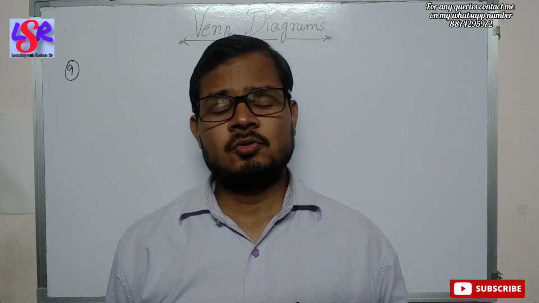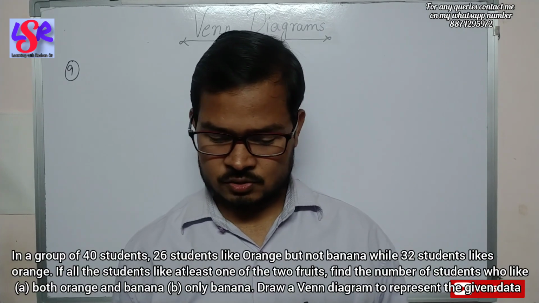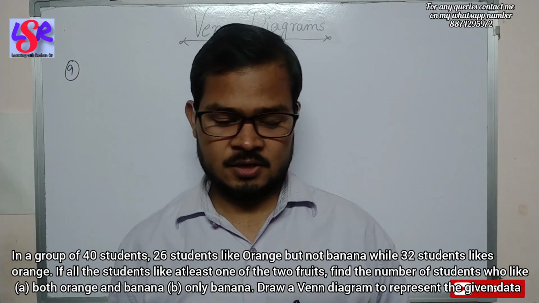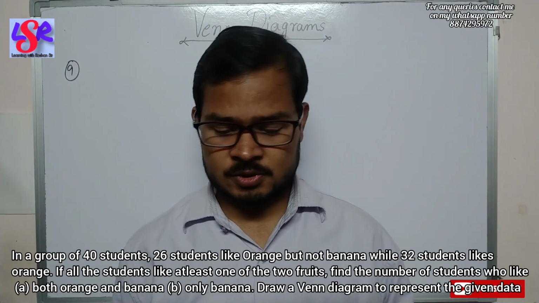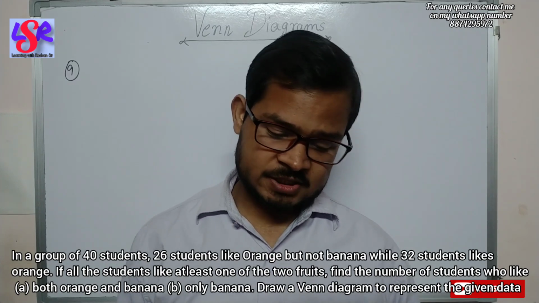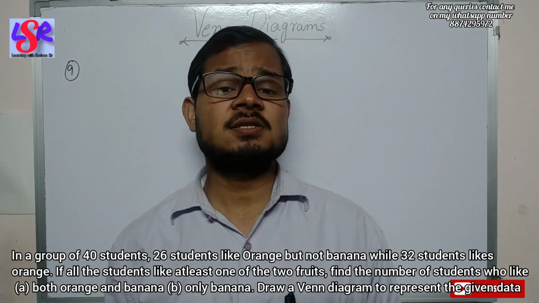Now let's move to question number 9. Here we have, in a group of 40 students, 26 students like orange but not banana, while 32 students like orange. If all the students like at least one of the two fruits, find the number of students who like both orange and banana, and only banana. We have also to draw a Venn diagram to represent this given data.